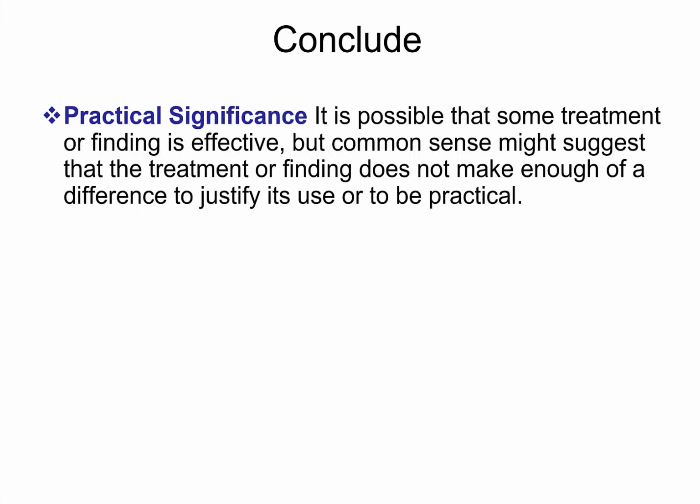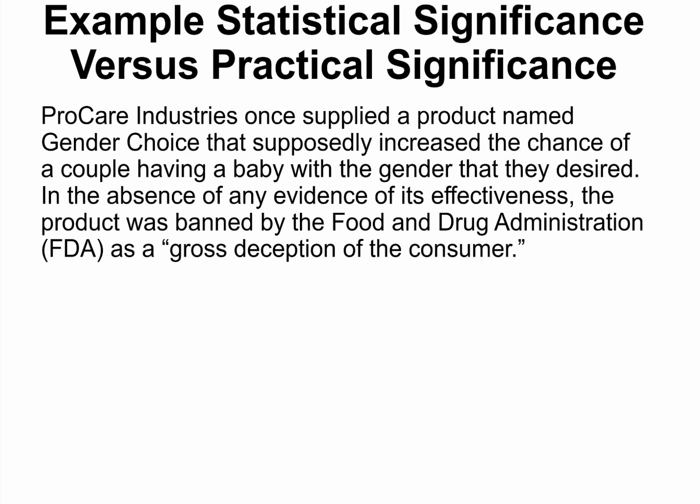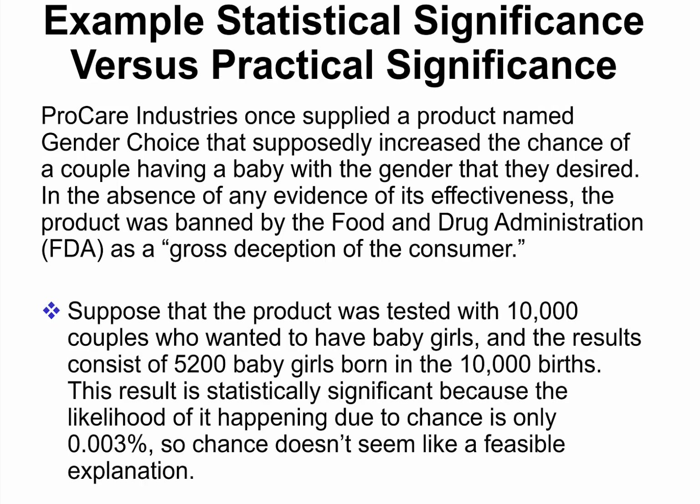Practical significance: it's possible that a treatment or finding is effective, but common sense suggests that it's really not very practical. So here's an example. ProCare Industries once supplied a product named Gender Choice that supposedly increased the chance of a couple having a baby with the gender they desired. In the absence of any evidence of effectiveness, the FDA banned the product as a gross deception of the consumer. Suppose the product was tested with 10,000 couples who wanted to have girls, and they got 5,200 girls. This result is statistically significant because the likelihood of it happening due to chance is only 0.003%. So chance doesn't seem like a feasible explanation.